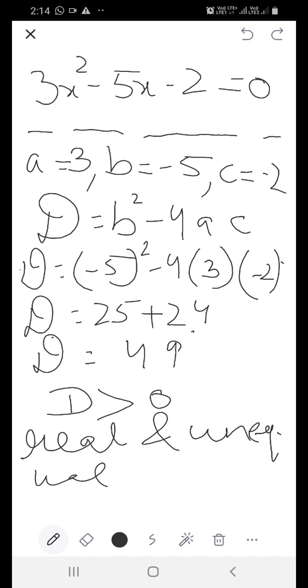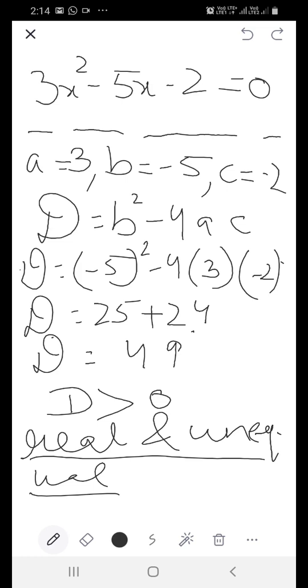So these are the steps which you are going to show. First find the discriminant and tell whether it is greater than 0, equal to 0, or comes out to be less than 0. Then tell the nature by writing this. I think you must have come to know how to tell the nature of the root.